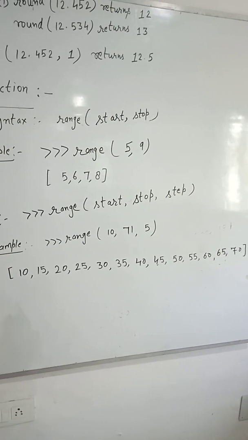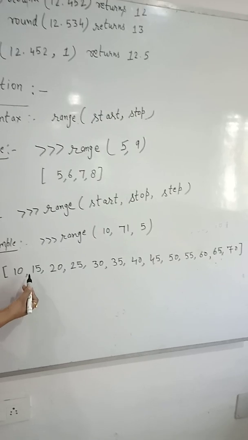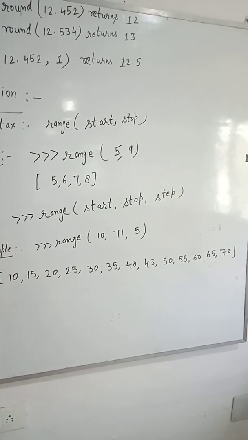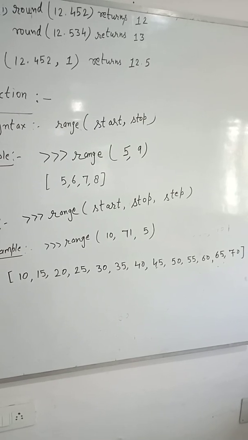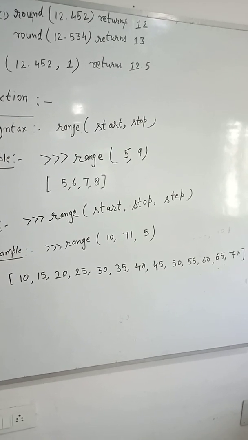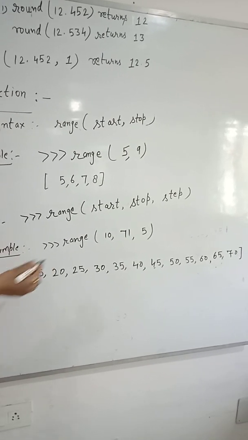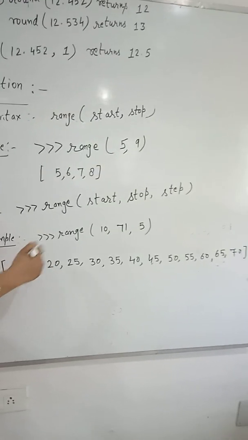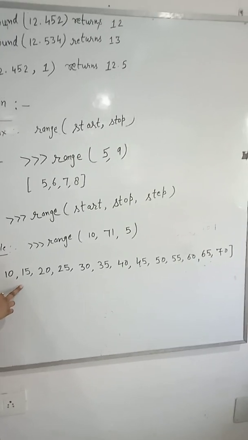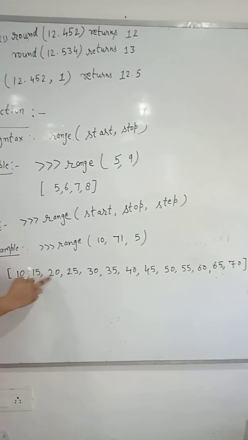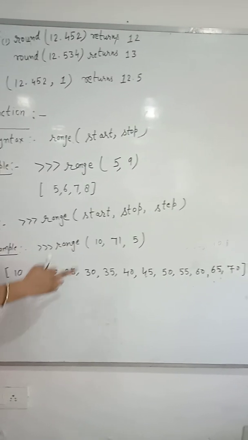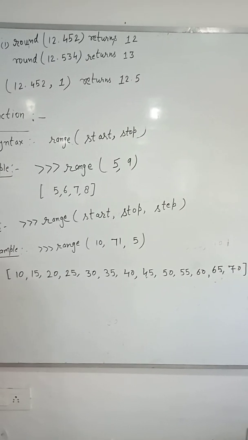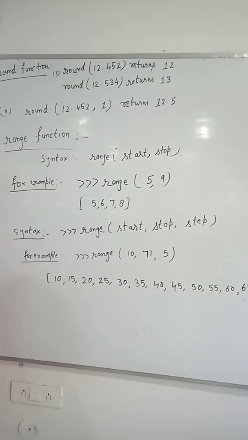You can see here students, 10, 15, 20, 25, 30, 35, 40, 45, 50, 55, 60, 65 and 70. So you can see here in this list there is a gap of 5. 5 is the step. 10, after 5, 15; to 15 we add 5, that will be 20. So in this way 5 is the step given here. So in this way we can use the step with the range function.